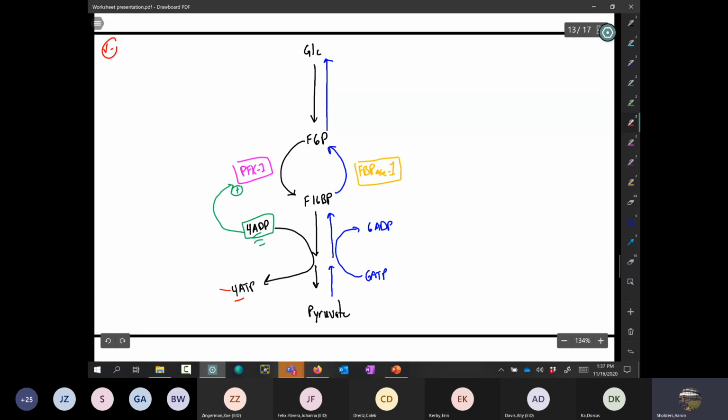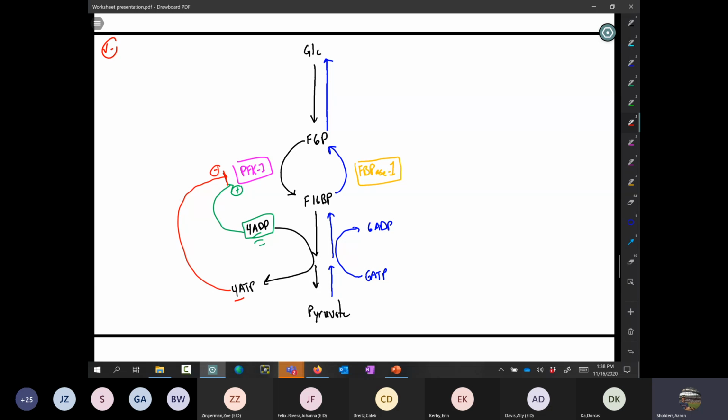This inhibits PFK1. So in that case, when there's a lot of ATP in the cell, that means energy status is fine or high, meaning there's not a lot of drain on the cell for ATP usage. In that case, that molecule is going to essentially inhibit PFK1 and slow down glycolysis so that glucose is not being made.